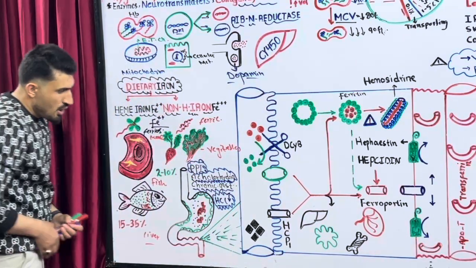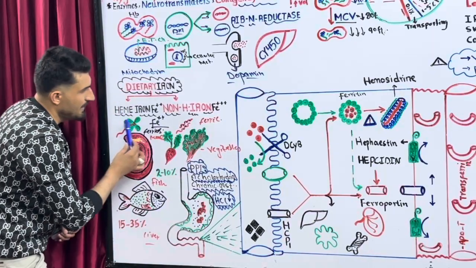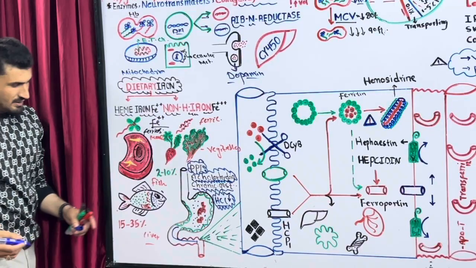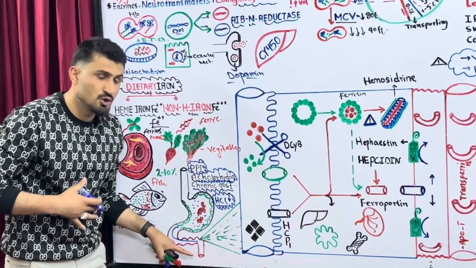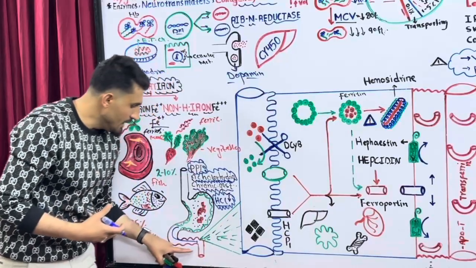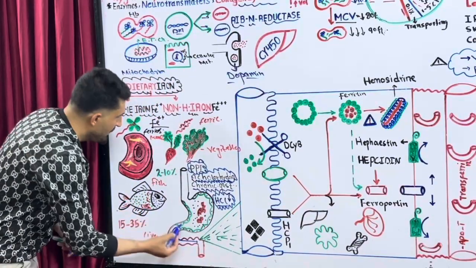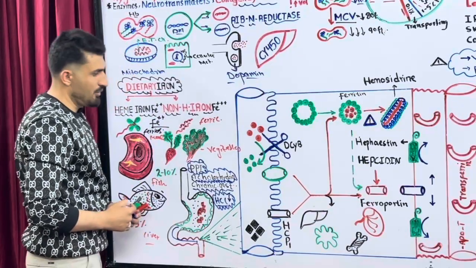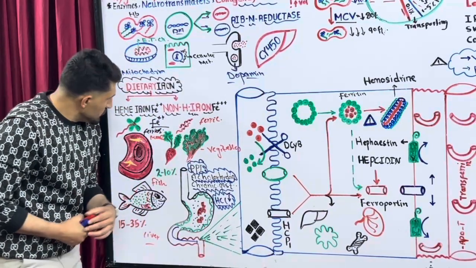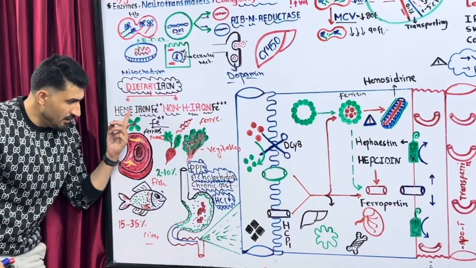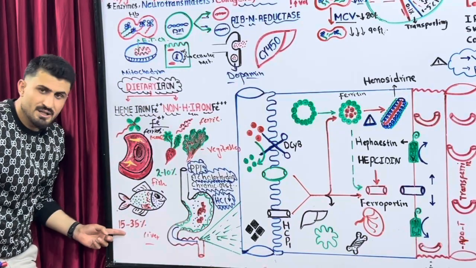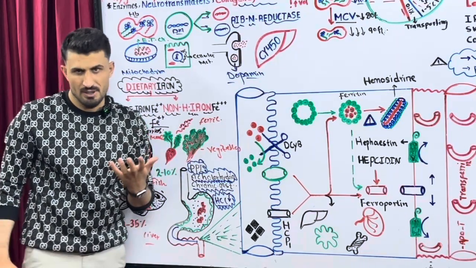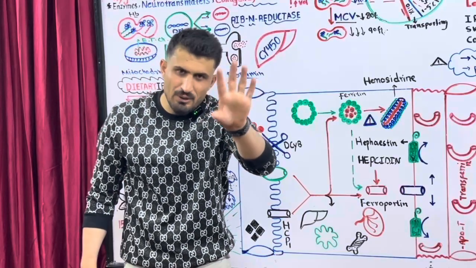Point number two. Both heme and non-heme iron come to our GI system. Now, in the small intestine, we have three parts: duodenum, jejunum, and ileum. In the duodenum, the first part, this iron is absorbed, both heme and non-heme iron. How? First of all, when you take a heme type of iron, only 15 to 35% of this iron will be absorbed.